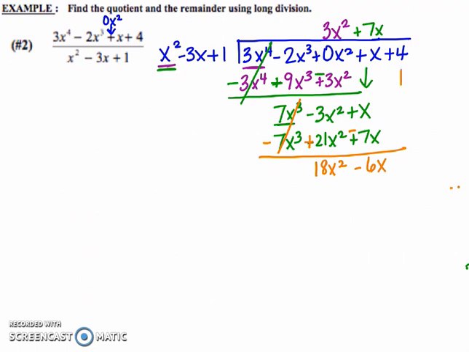Now we're going to bring down the plus 4, which means that we have to do this cycle one more time. So we're going to look at the x squared and the 18x squared. And what would we have to multiply x squared by to make 18x squared? Well, that would be 18. 18 times x squared is 18x squared. 18 times negative 3x is going to be negative 54x. And then 18 times 1 is going to be 18.